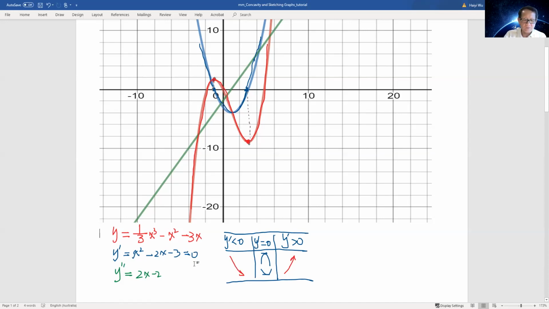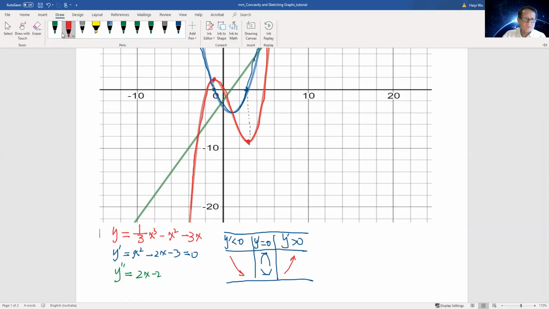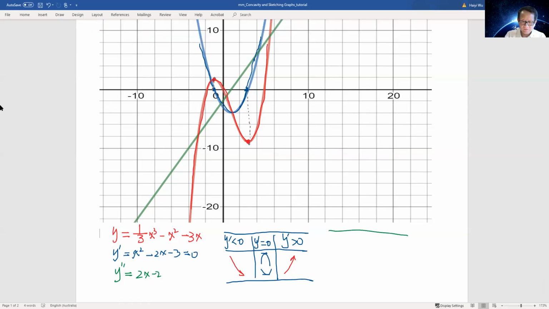Okay, now we're going to discuss the next situation, which is the green line, the second derivative. I'm going to change to green color and draw another table for the second derivative on the right hand side. Again, we choose 3 situations. The first situation is y double dash less than 0. The middle one is y double dash equal to 0. And the next one is greater than 0.